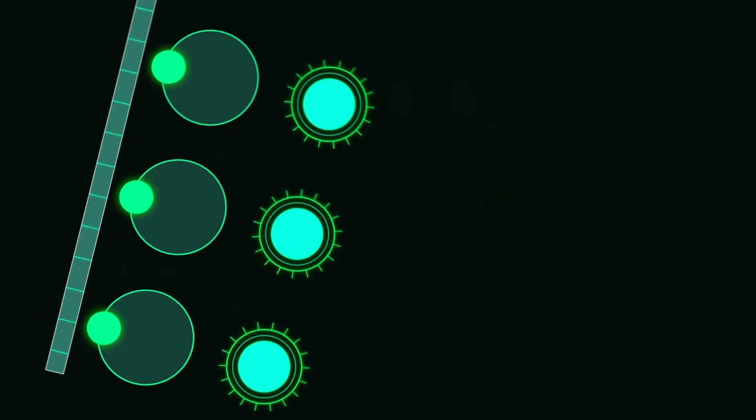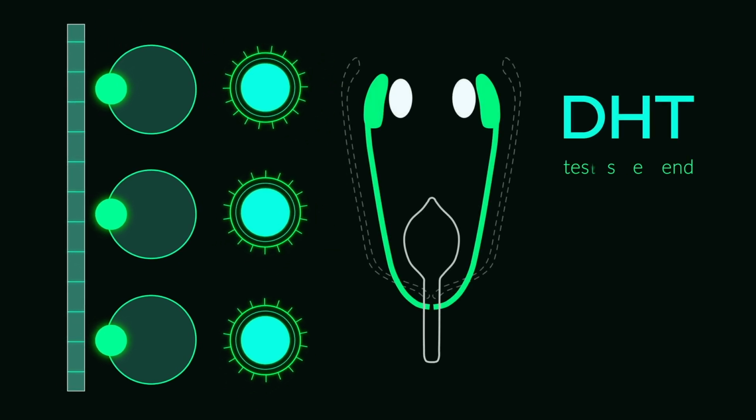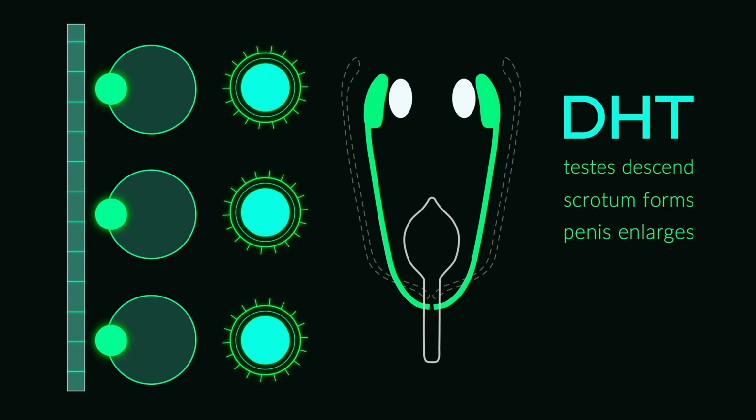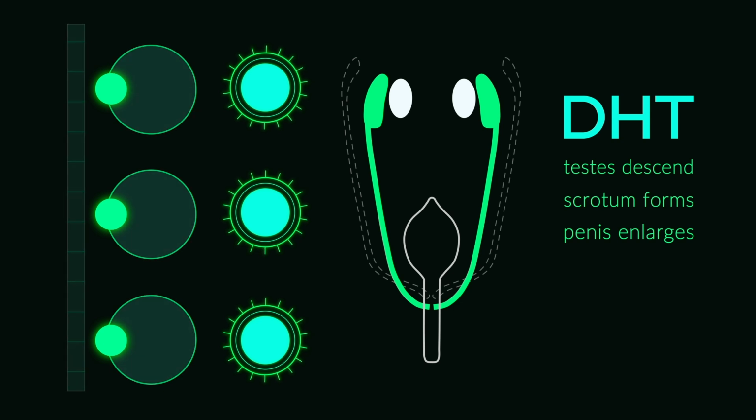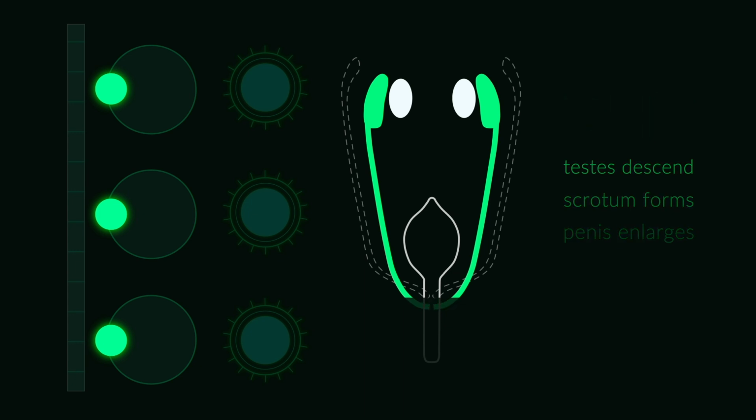DHT plays a role in masculinizing the male's external genitalia during development, causing the testes to descend, forming the scrotum, and enlarging the penis. Without this enzyme, testosterone is not converted into DHT, and the masculinization of the external genitalia does not occur. Therefore, many people with 5-ARD are raised as girls.